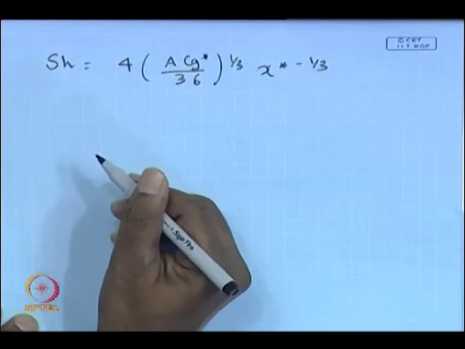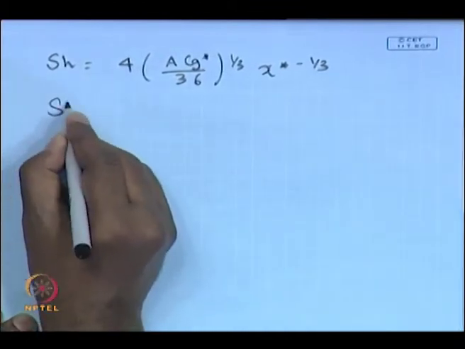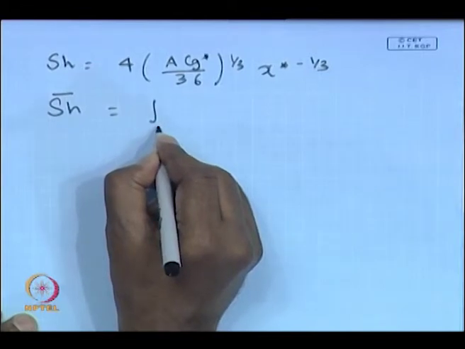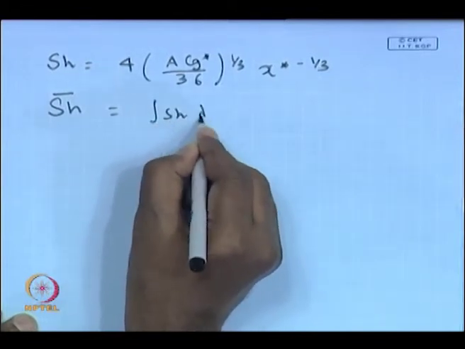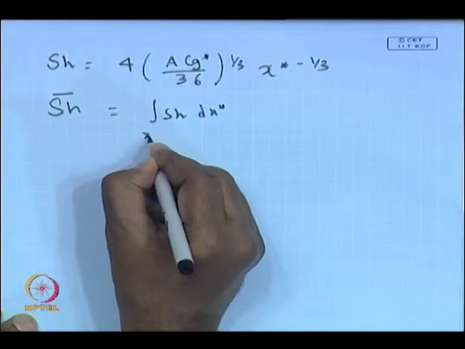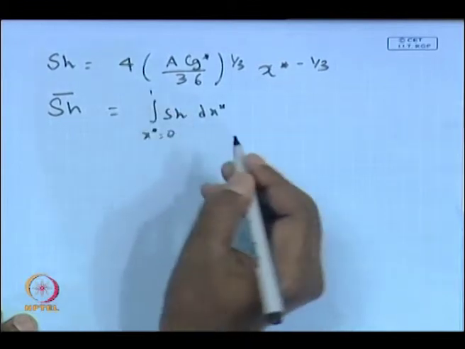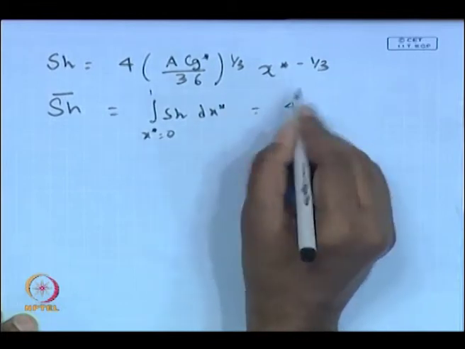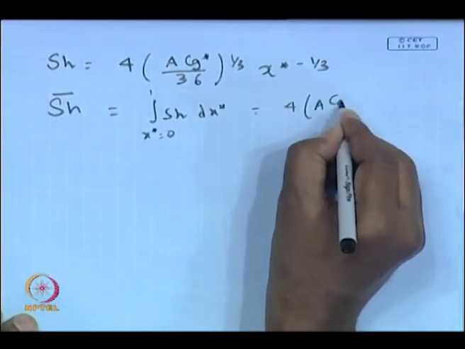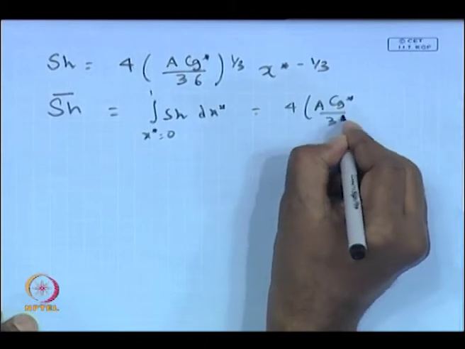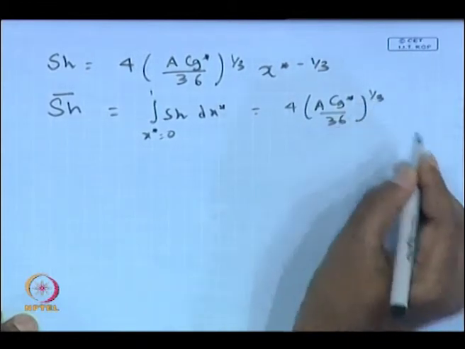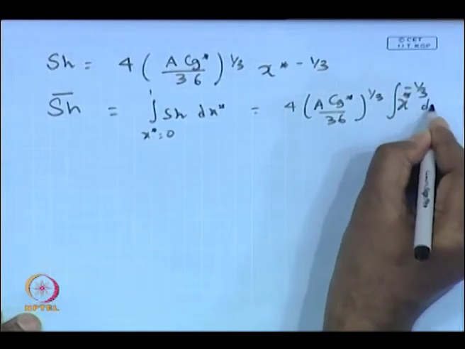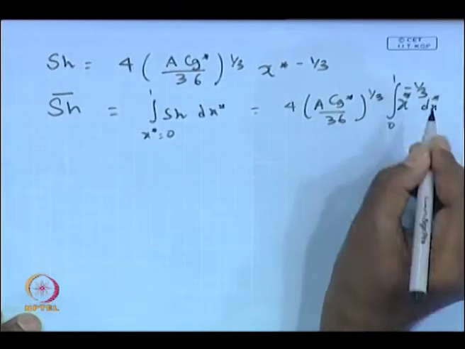You can do a length averaging. Okay, that means length average Sherwood number will be nothing but the integral of Sherwood dx star, x star from 0 to 1. Okay, let's put the value. So, it becomes 4 and all these things will be constant. 4 (A Cg star divided by 36) raised to the power 1 upon 3, times x star to the power minus 1 upon 3 dx star from 0 to 1.